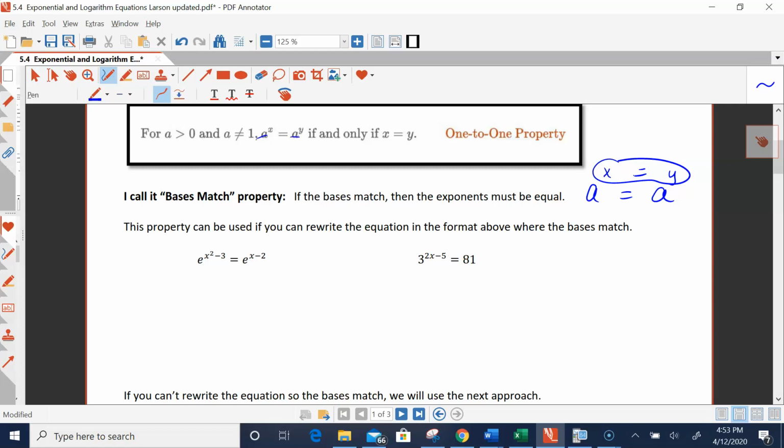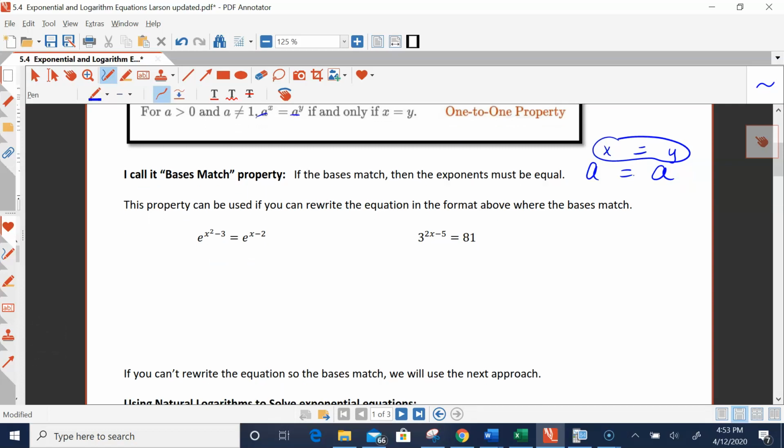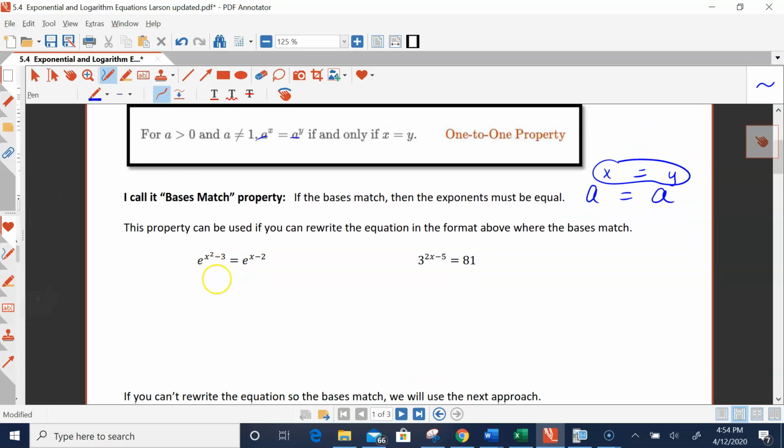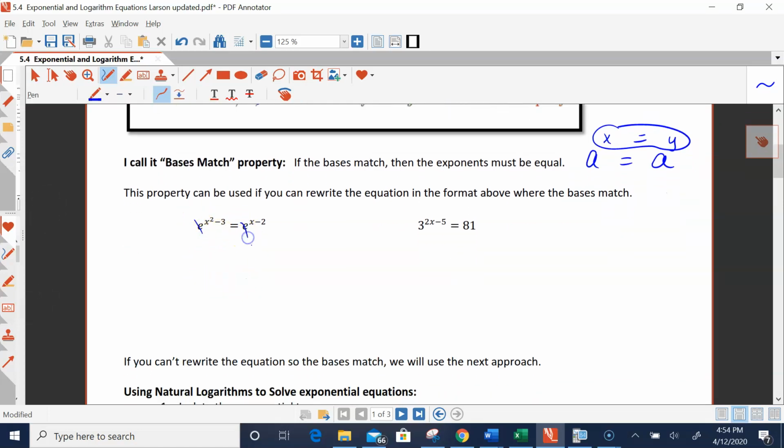Take a look at this first example. I've got a base of e to a power equal to a base e of a power. Well, this satisfies the one-to-one property. The two bases are equal, so I'll just wipe those out, and it says that the exponents must be equal to each other. So x squared minus 3 must be equal to x minus 2.